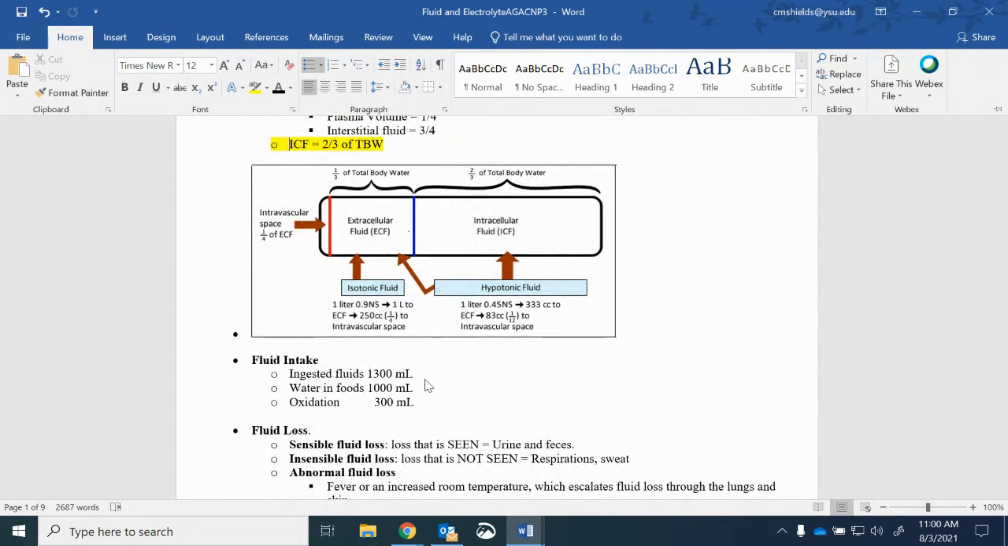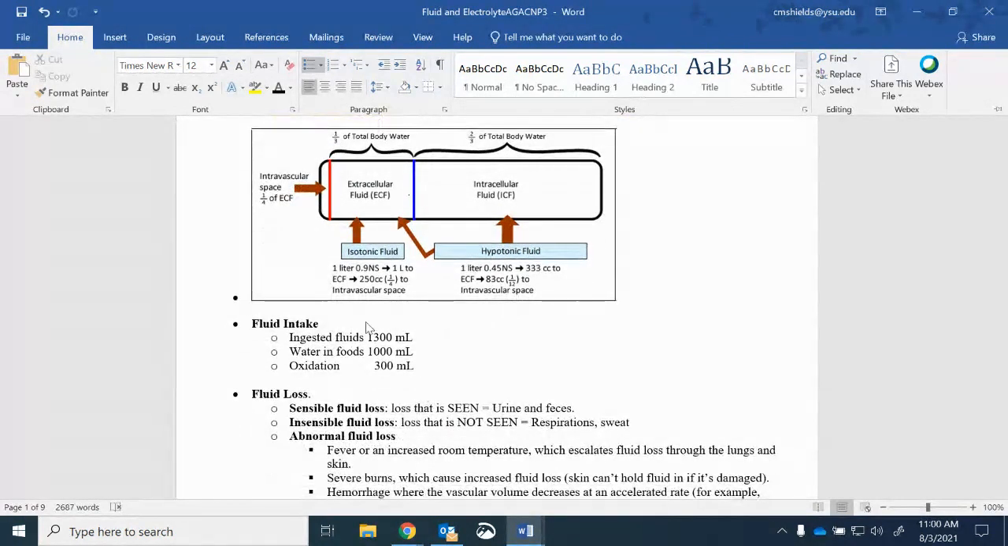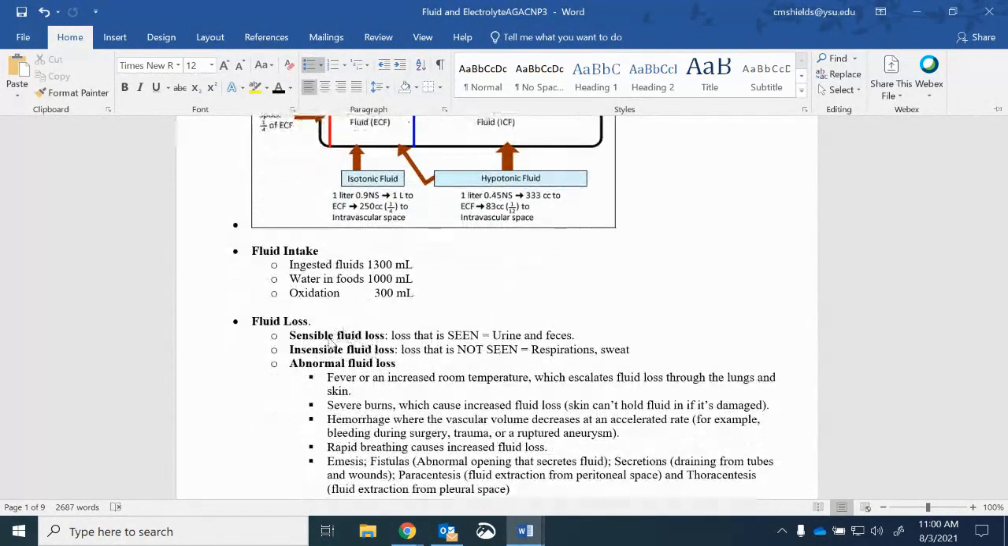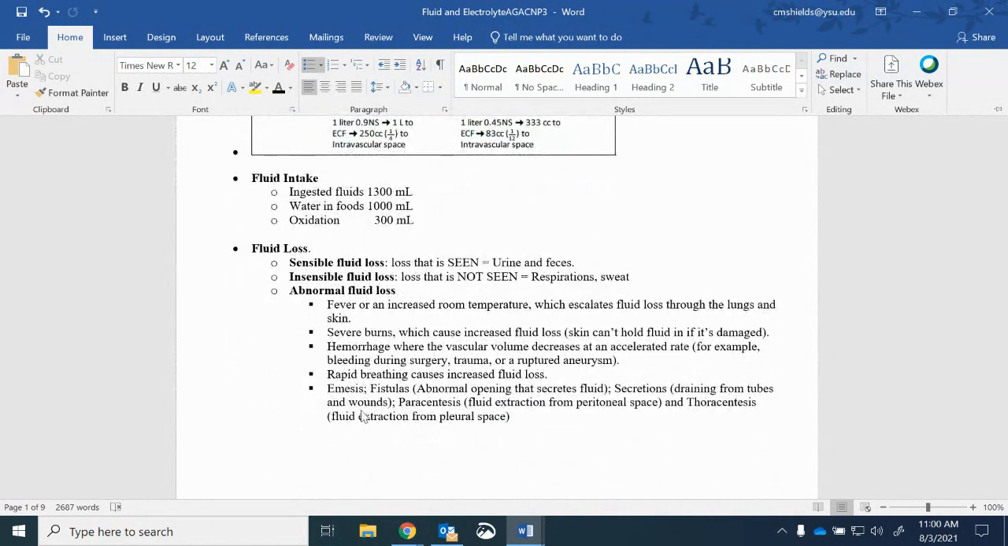Fluid intake, we know that it can be ingested fluids, 1,300 milliliters, water in foods about 1 liter, and oxidation about 300 milliliters a day. Fluid loss: there's sensible fluid loss, insensible, and abnormal fluid loss. Make sure you know the difference between them. Any of these would be examples of abnormal fluid loss.